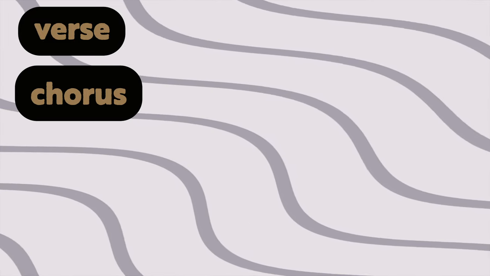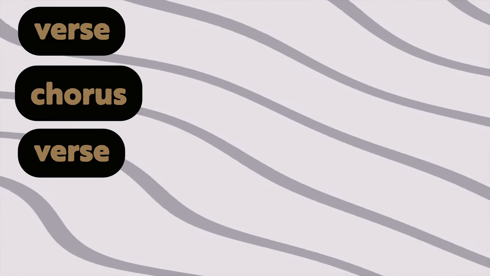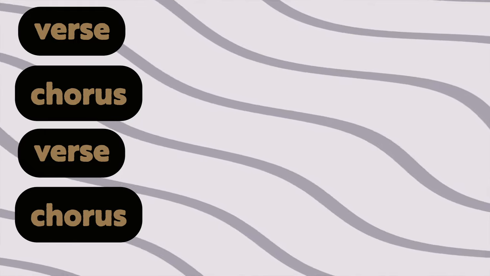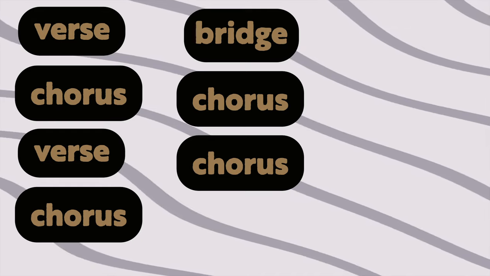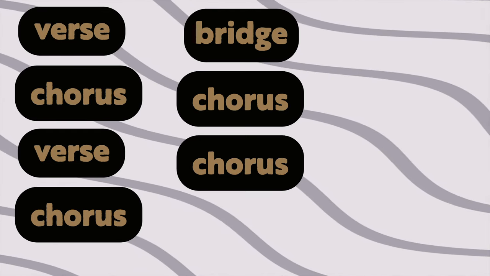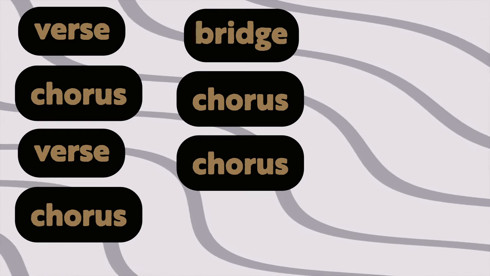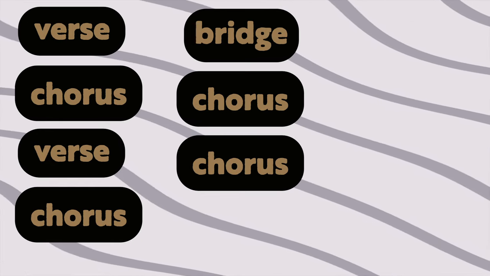And so let's have a look. This is a common pop chord progression. So you've got verse, chorus, verse, chorus, chuck in a bridge, chorus, chorus, right? But if you have a look at it, you've only got three different aspects in there. You've got a verse, you've got a chorus, and then you've got a bridge.